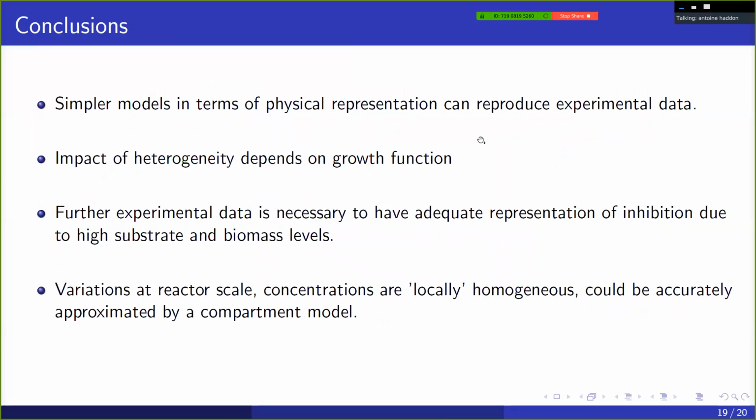So as conclusions, it's interesting to see that this kind of simpler model can represent the physical variations within the reactor. It's very interesting to see the impact of heterogeneity. It depends on the growth function. So we need to have a bit more experimental data to really represent inhibition correctly and give a firmer result on the impact of heterogeneity.